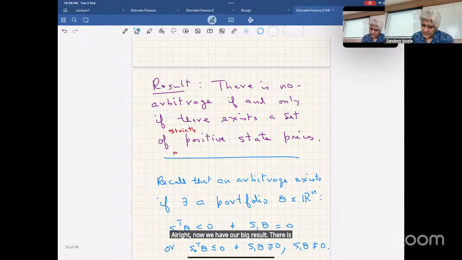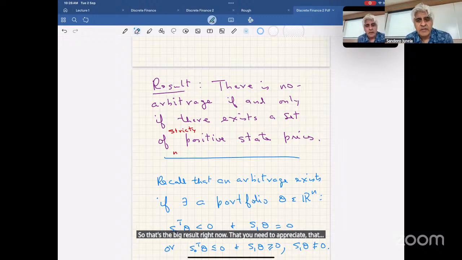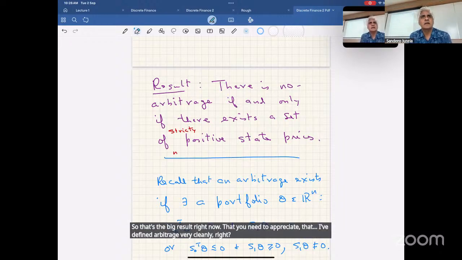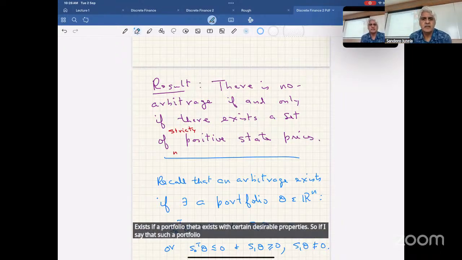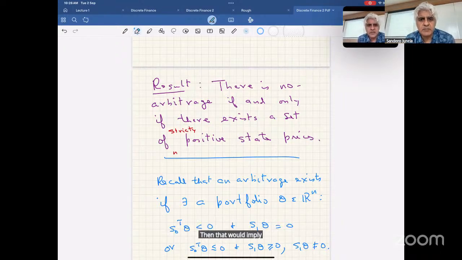There is no arbitrage if and only if there exists a set of strictly positive state prices. That's the big result that you need to appreciate. I've defined arbitrage very cleanly, right? Arbitrage exists if a portfolio theta exists with certain desirable properties. If I say that such a portfolio does not exist, then that would imply that strictly positive state prices will exist, and that will imply that risk neutral probabilities will exist, and vice versa. So that's the big theorem, the one you want to take back from this course.